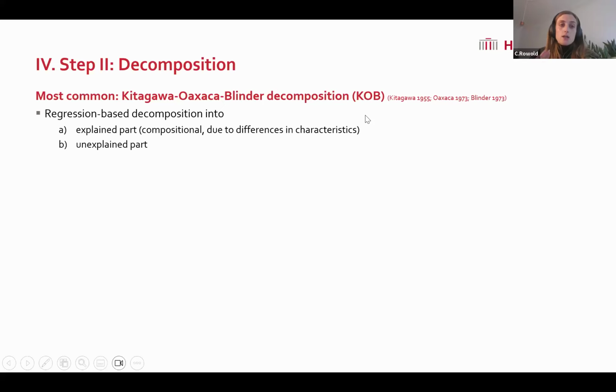Okay, the decomposition. Most commonly in gender inequality studies, but I guess also other group inequality studies, the Kitagawa or Hacker-Blinder decomposition is used, which is essentially a decomposition based on regressions that decomposes the gap of interest into an explained part, that is the part that is explainable by differences in characteristics, and an unexplained part that is not explainable by group differences in characteristics.